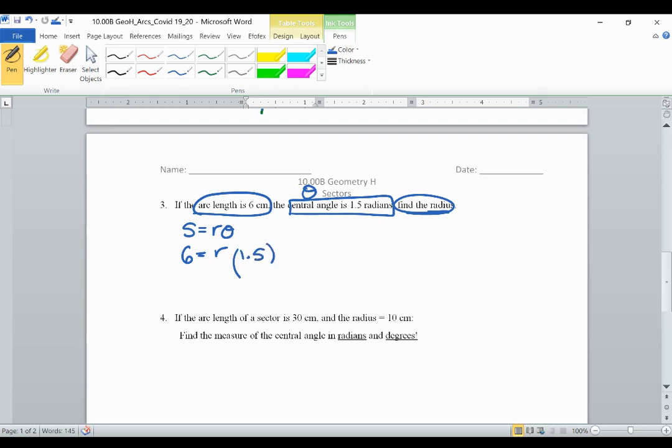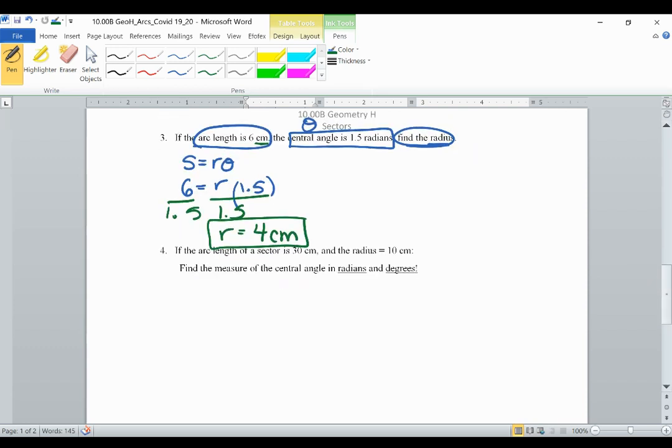So now I just need to solve for r. So I'm going to divide both sides by 1.5. And my radius is going to be 4, and we're in centimeters, so 4 centimeters. And that's it. So just a different way of asking the problem, finding a different piece.